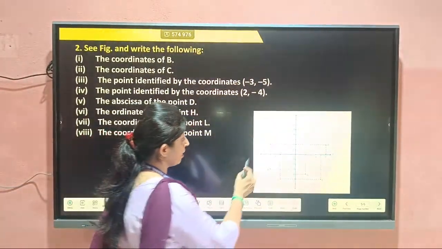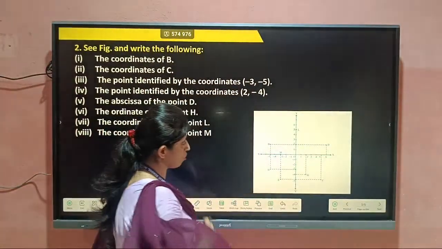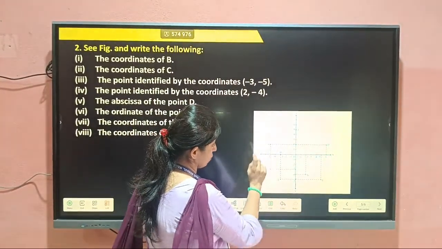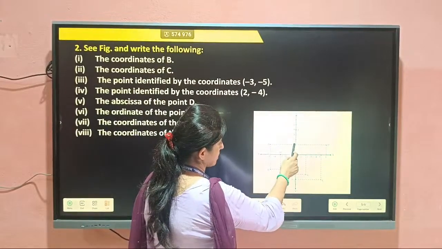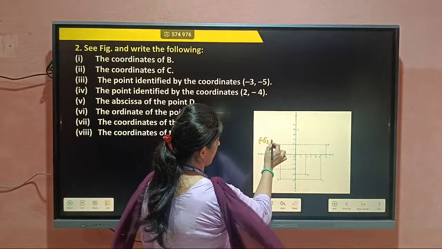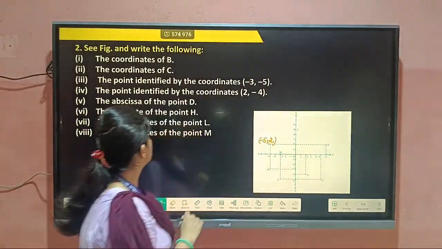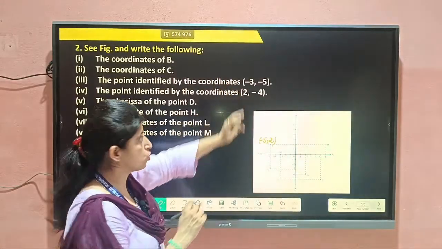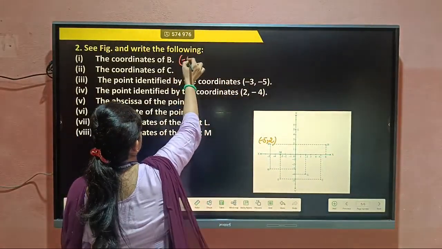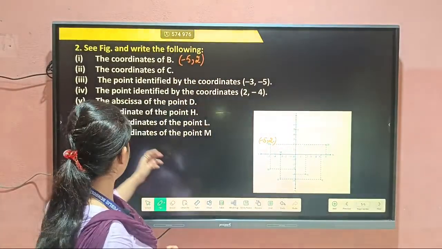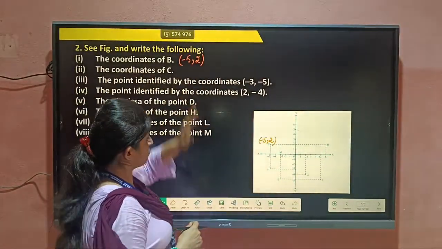Where is B? Here. What are the coordinates of B? Look at here. From the x-axis this is -5 and from the y-axis it is 2. So this coordinate is -5 and 2, right? So coordinates of B are -5 and 2. Understand, all, right? Next, coordinates of C.